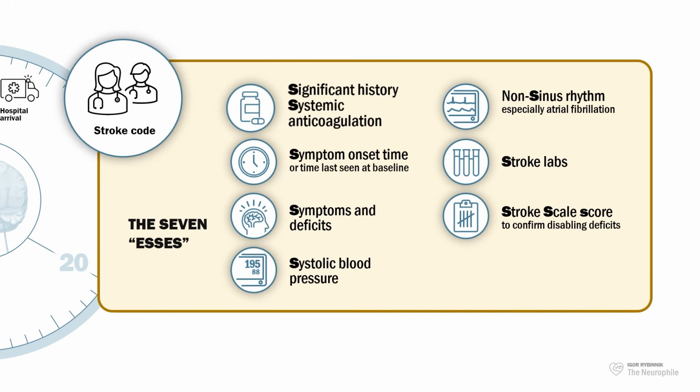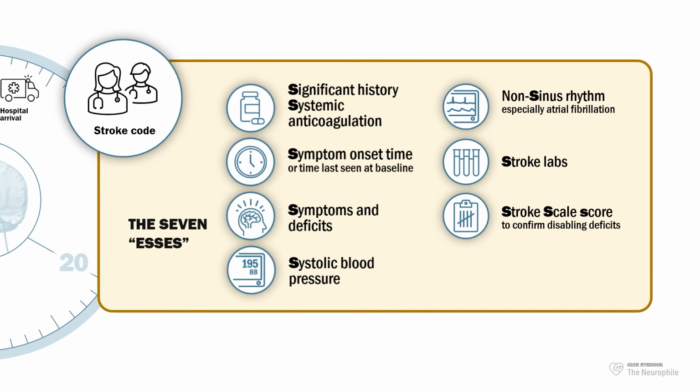To estimate viability of at-risk brain tissue, we need to know symptom onset time, or time last seen at baseline for unwitnessed events. We need to know symptoms and deficits prompting stroke code activation, especially if they're disabling. This helps with targeted neurological examination and to confirm the disability.